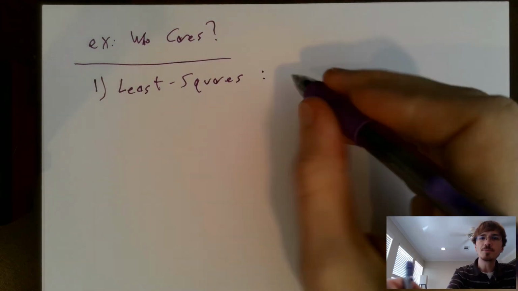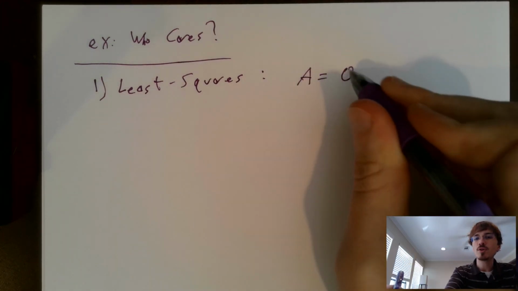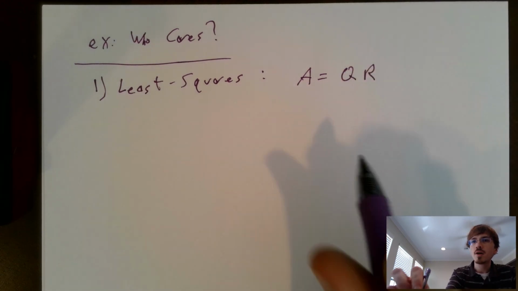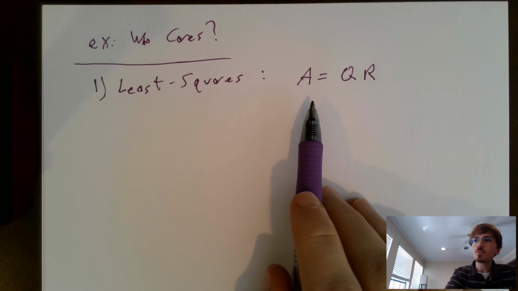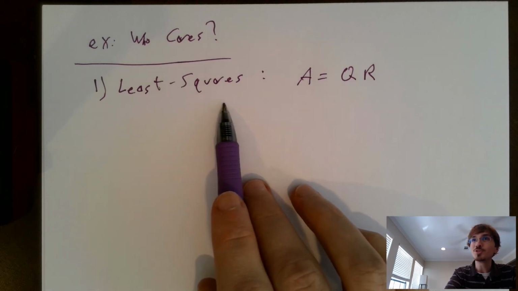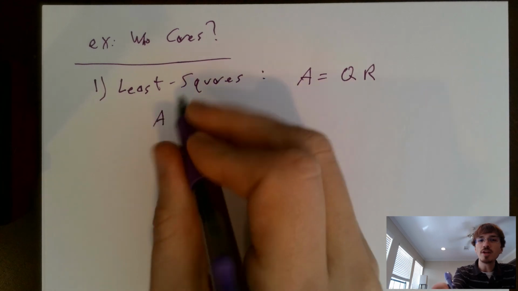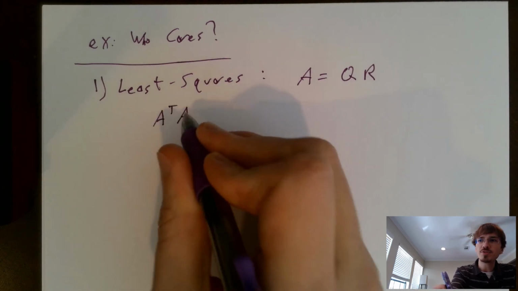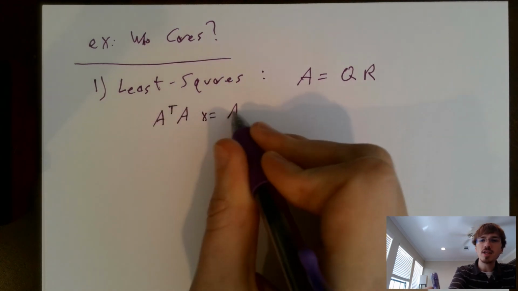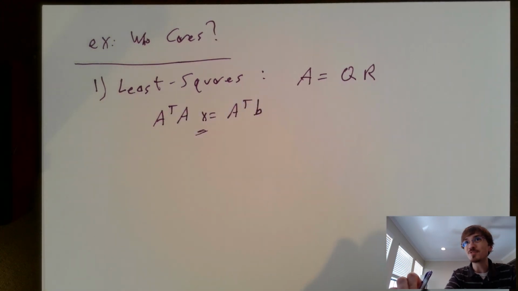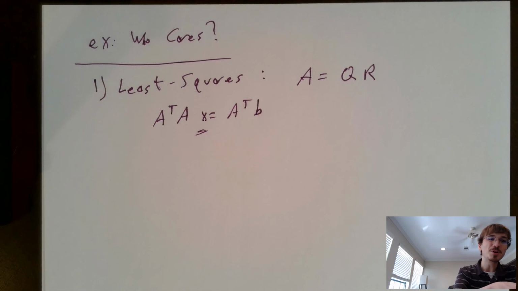Let's see how. If we have a QR factorization, A is equal to Q times R, then what is the solution to the least squares problem? We need to construct the normal equation: A transpose A times X equals A transpose B. The set of all X's is the solution set for the least squares problem, as we recall.